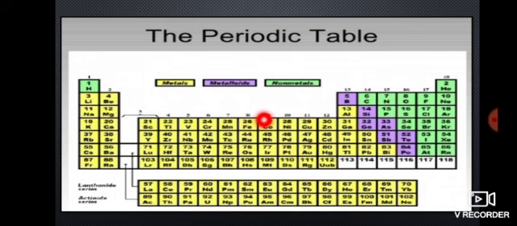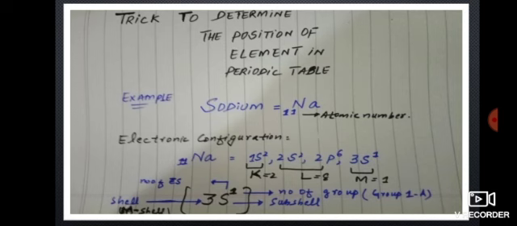So I have selected the sodium element, which is very easy. If you look at sodium, 11 is the atomic number, and you already know we draw the electronic configuration on the basis of this atomic number. So this is the electronic configuration of sodium.